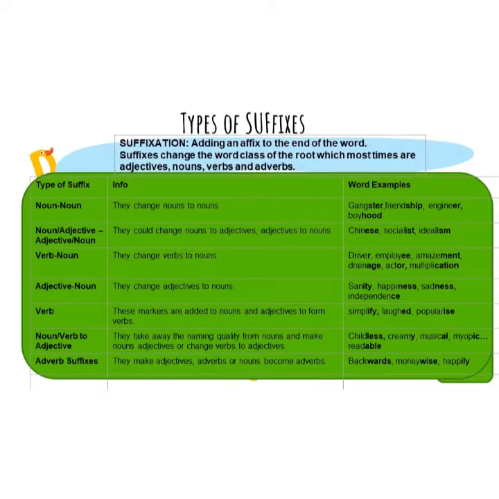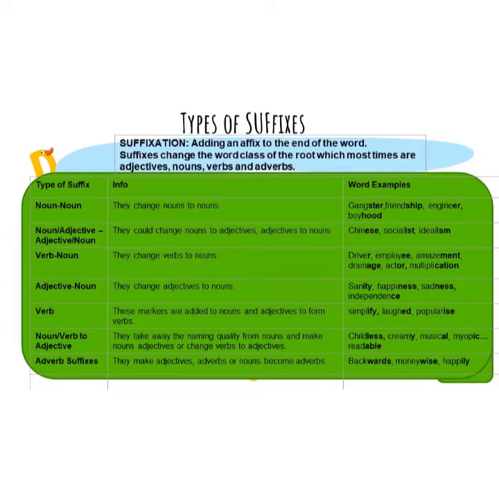Are we together? Adverb suffixes. They make adjectives, adverbs, or nouns become adverbs. Remember, adverbs modify nouns or verbs. E.g., backwards, back becomes backwards. Money becomes moneywise. Happy becomes happily.